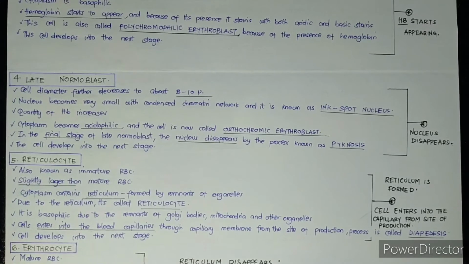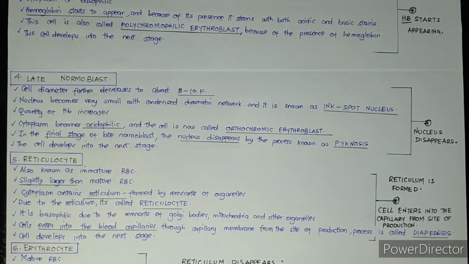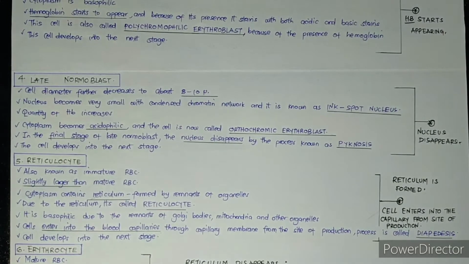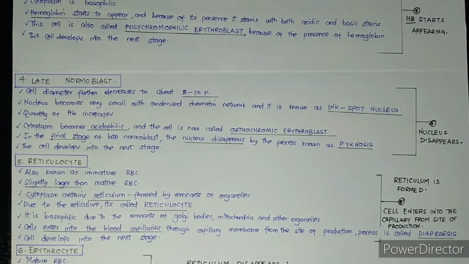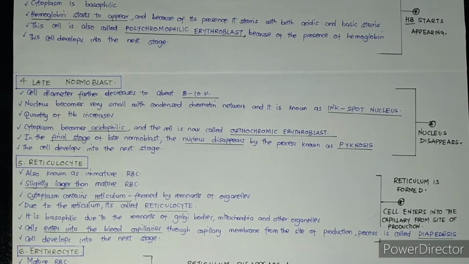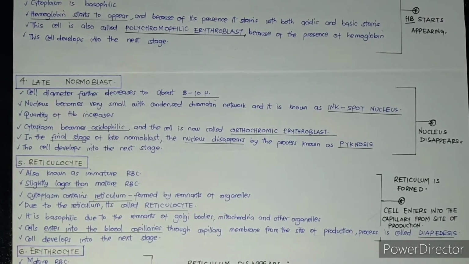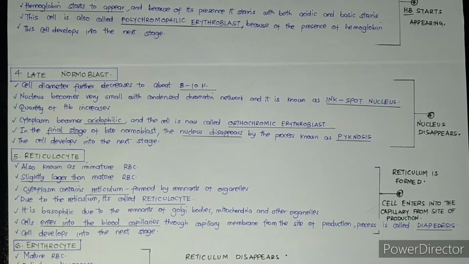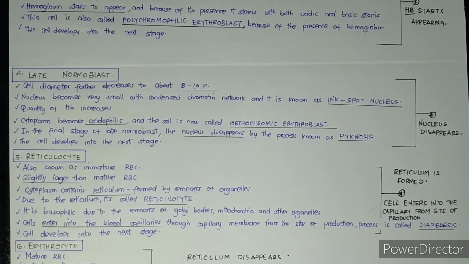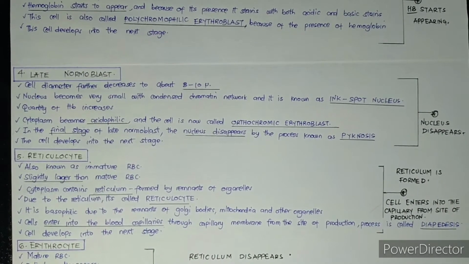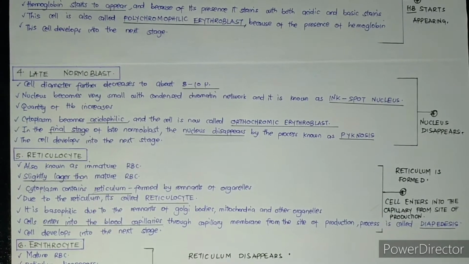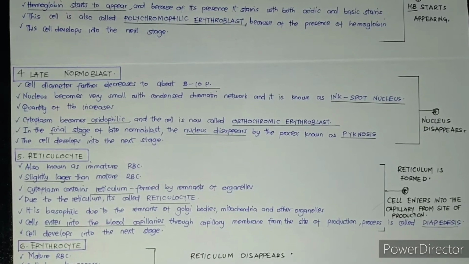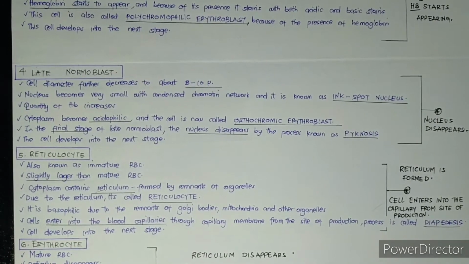The fourth stage is the late normoblast. The cell diameter further decreases to about 8 to 10 microns. The nucleus becomes very small with condensed chromatin network, and it is known as ink spot nucleus. The quantity of hemoglobin increases and the cytoplasm becomes acidophilic, and the cell is now called orthochromic erythroblast. In the final stage of the late normoblast, the nucleus disappears by the process known as karyorrhexis. This cell develops into the next stage. The important event in this stage is the disappearance of the nucleus.